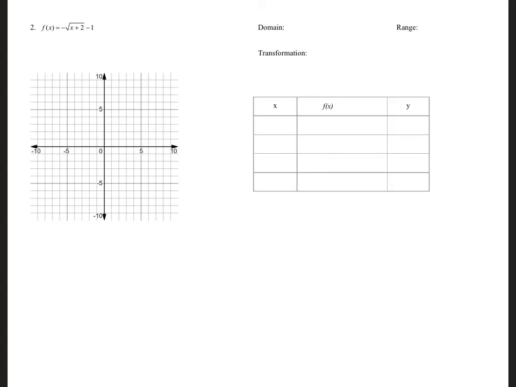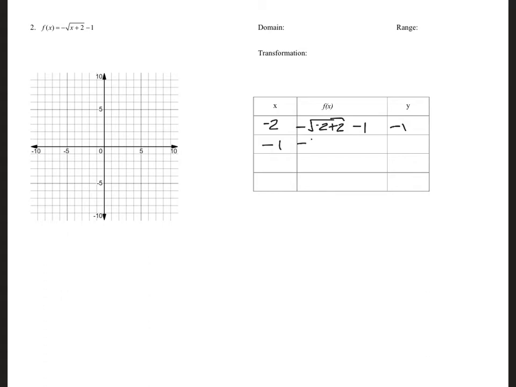So let's start with negative 2. We start with negative 2. And then here I'm going to write negative, and then here we have negative 2 plus 2, minus 1. See, that's the square root of 0, minus 1. So we get negative 1. And the next one, we are going to use negative 1.